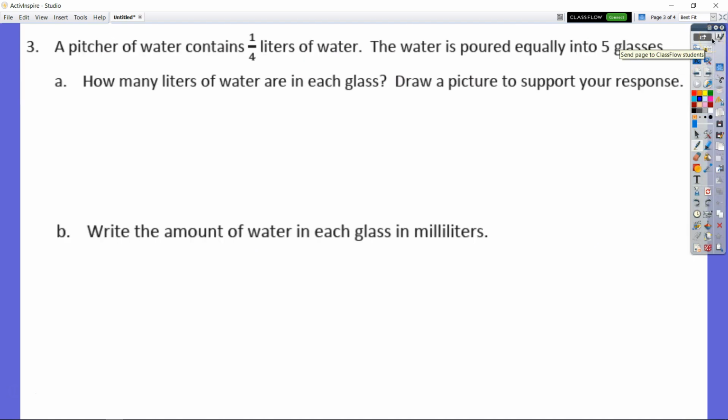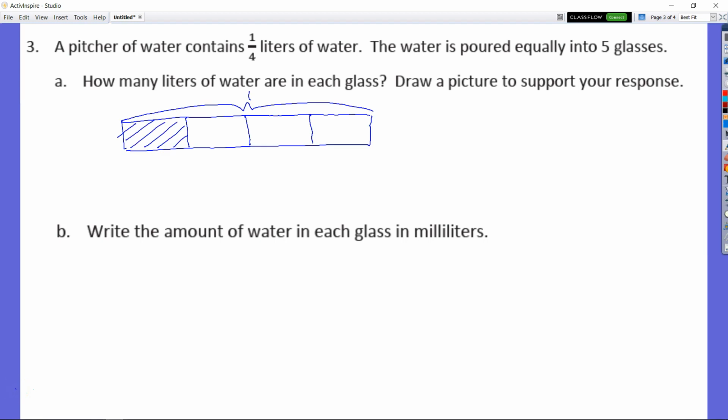All right. So a pitcher of water contains 1/4 liter of water. The water is poured equally into 5 glasses. The question that we're going to answer first is, how many liters of water are there in each glass? So here's the first part of my picture to support my response. I have my whole liter, but remember, we only have 1/4 of a liter. So here's our fourth. That's 1 out of 1, 2, 3, 4. 1 out of 4 is 1/4.